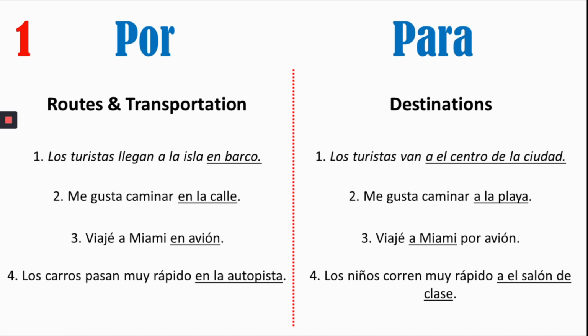Número 2. Me gusta caminar a la playa. Me gusta caminar para la playa or a la playa. Viajé a Miami por avión. Viajé para Miami por avión. The same story. Even en avión, here in number 3, right? As we said before, por could be replaced by en when we speak about routes and transportation. Number 4, los niños corren muy rápido a el salón de clase. Los niños corren muy rápido al salón de clase.